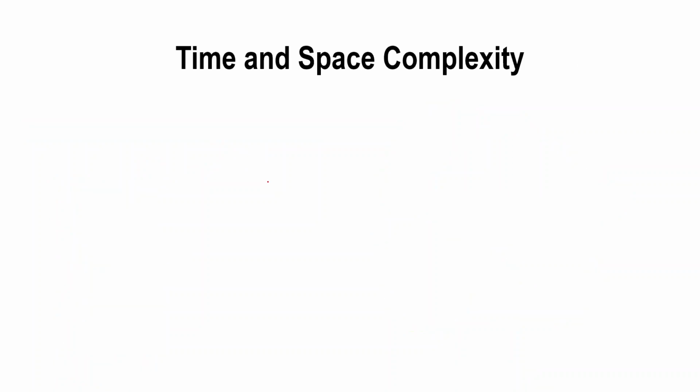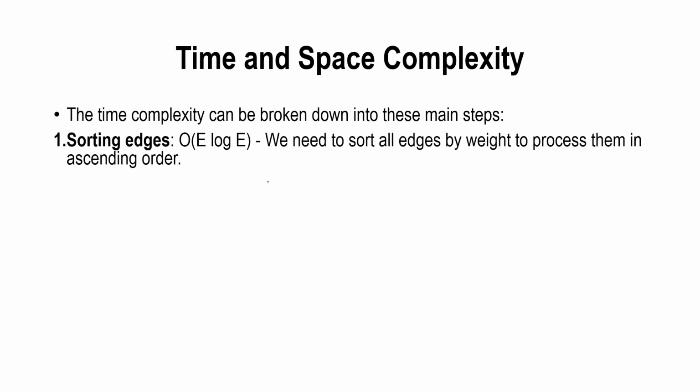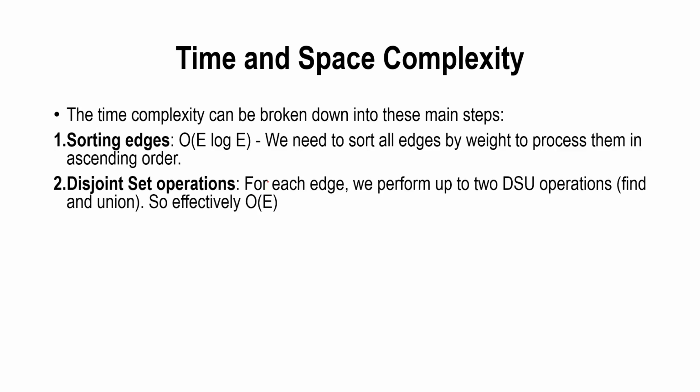Now, time and space complexity considerations. The time complexity can be broken down into three main steps. First is sorting the edges. Because there are E edges, it will take E log E time, because sorting takes n log n. Second step is disjoint set operations. For each edge, we perform up to two disjoint set operations, that is find and union.